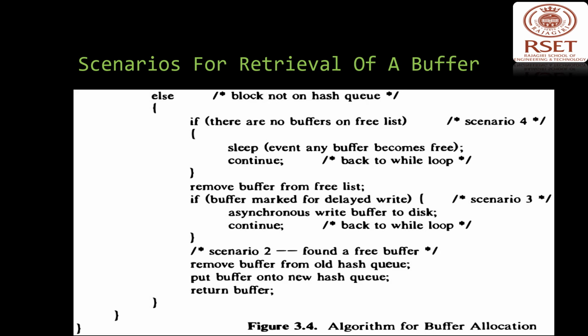Alright, now scenario 4. What it says is that the kernel cannot find the block on the hash queue and the free list of buffers is empty. And the 5th scenario is that the kernel finds the block on the hash queue, but the buffer itself is currently busy. These are the 5 scenarios when you are trying to allocate a buffer. Hope it's clear.